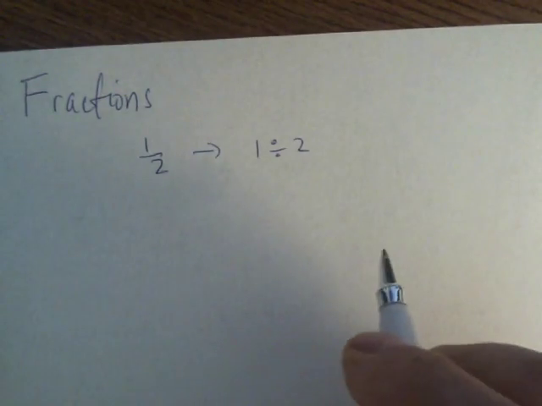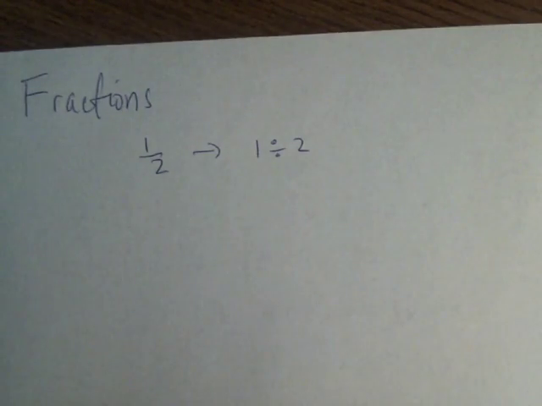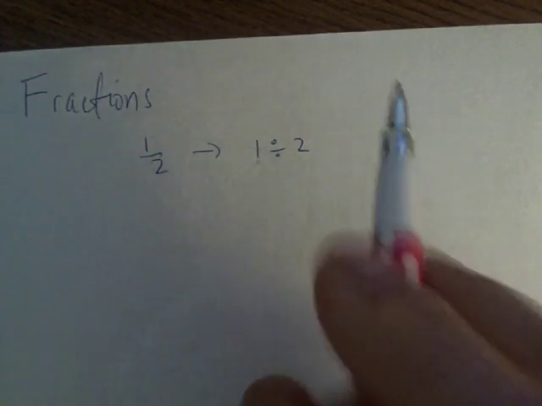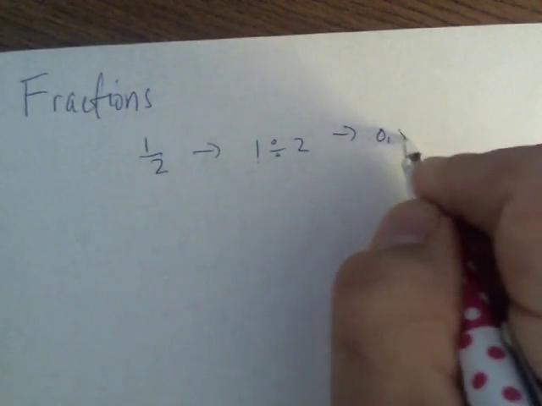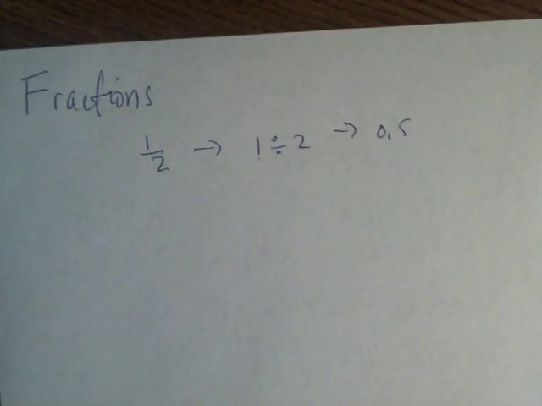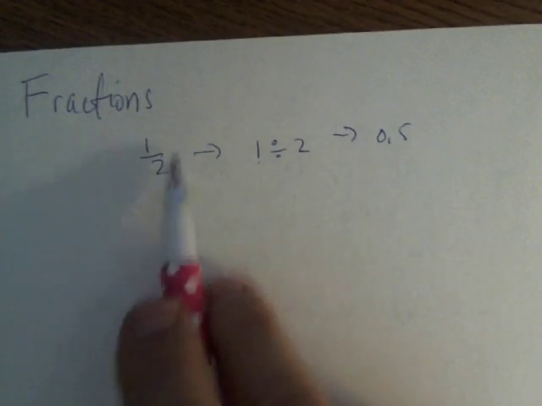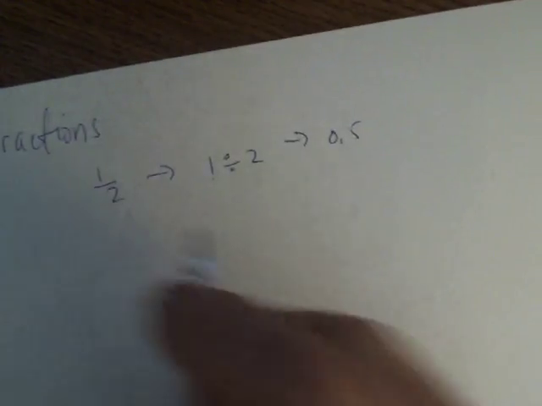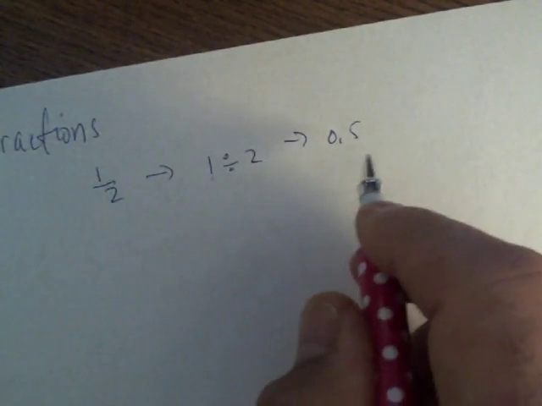Put it in your calculator correctly. Many of y'all divide backwards. 1 divided by 2 into your calculator also means 0.5. All these things mean the same thing, just different ways to represent a quantity. And that's usually not a big problem.